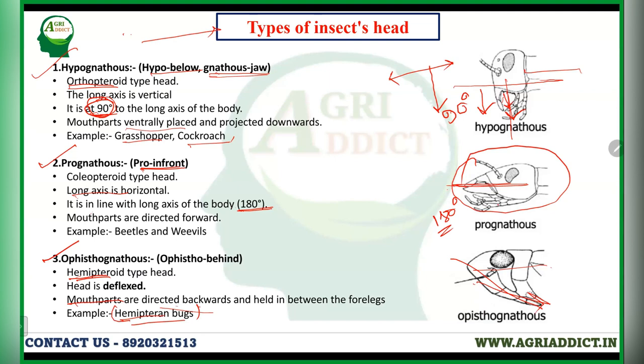Any doubt, anybody? Or anything to ask? No, sir. Sir, in hypognathous, you have used the word ventrally placed.